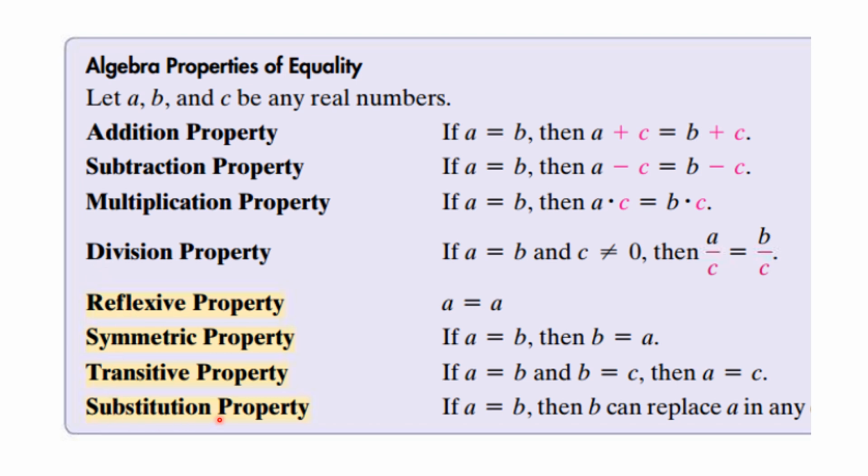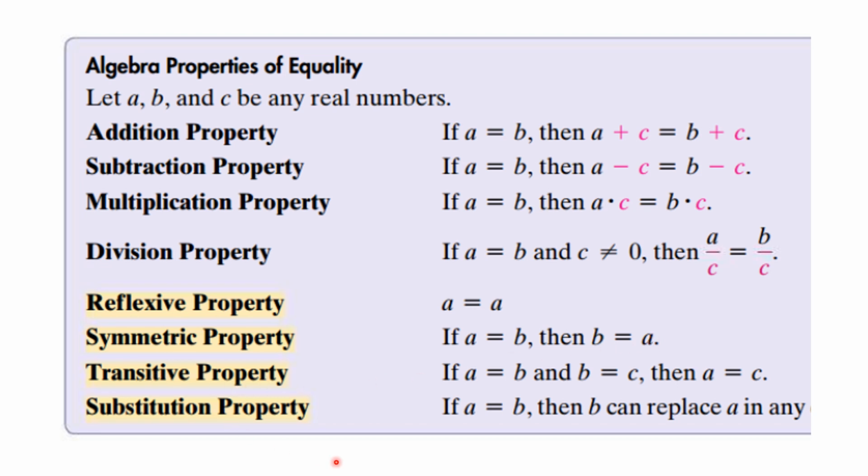All right, the bottom 4 may be less familiar to you. The reflexive property, very straightforward. It just says A is equal to A. So 2 is equal to 2. X is equal to X. So if A is any real number, then A is going to be equal to itself. The symmetric property of equality says that if A is equal to B, you can switch the order and say B is equal to A. So if A is equal to B, then B is equal to A.